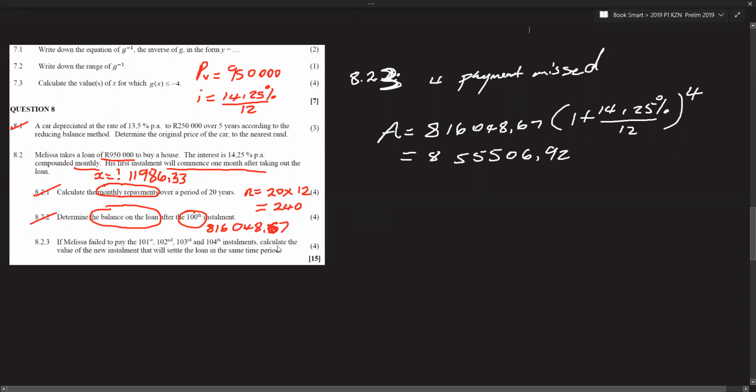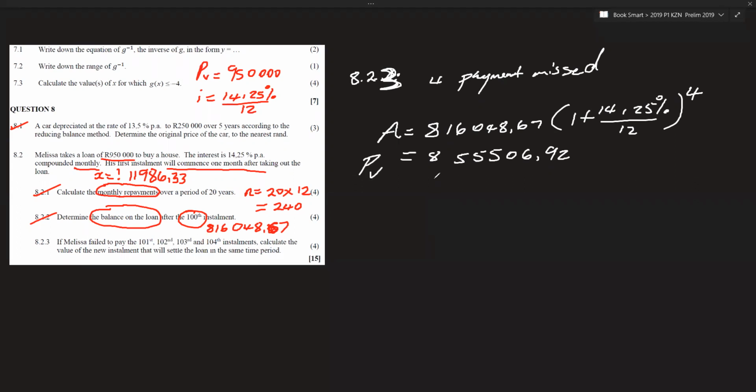Okay, so we can proceed now. They say calculate the value of the new installment that she will settle the loan in the same time period. Perfect. Remember, this is your new PV. Same time period, how many payments is she left with? On the 100th payment, she was left with 140, but she delayed with 4 payments. It means she's left with making 136 payments. Then your interest is still the same. We can easily get the monthly installments.